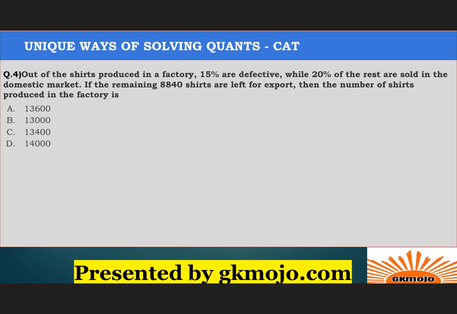Out of the shirts produced in a factory, 15% are defective, and 20% of the rest are sold in the domestic market. If the remaining 8840 shirts are left for export, then the number of shirts produced in the factory is? Okay. So let's suppose the total shirts produced be Y. Now 15% are defective, so 85% are non-defective. Correct. And 20% of the rest are sold in the domestic market, right? So 20% is sold out. 20% means 1/5, so 4/5 remains. Whatever is left is this figure 8840, right? If you go on to solve this, the answer is Y equals 13,000, and that is the correct answer.